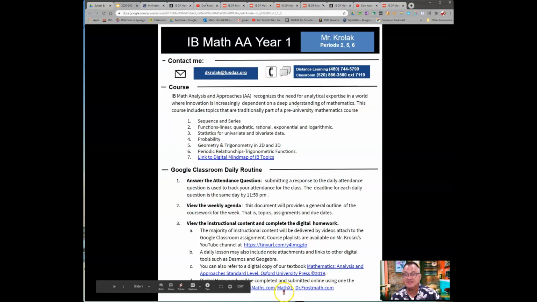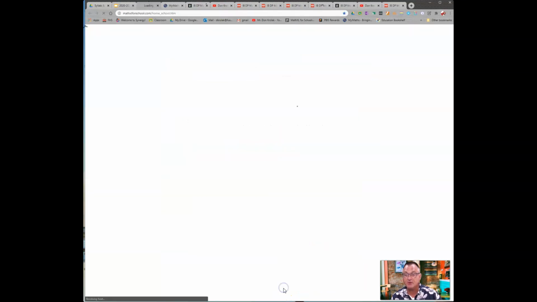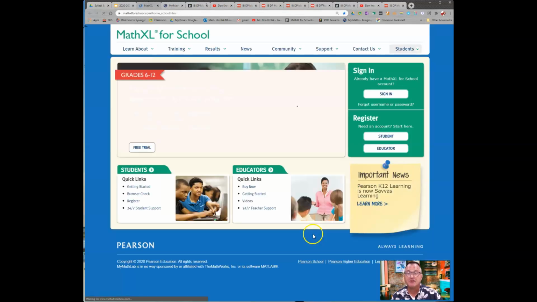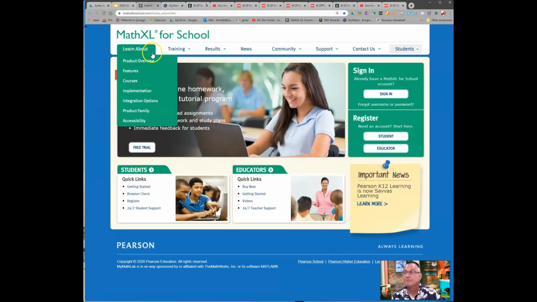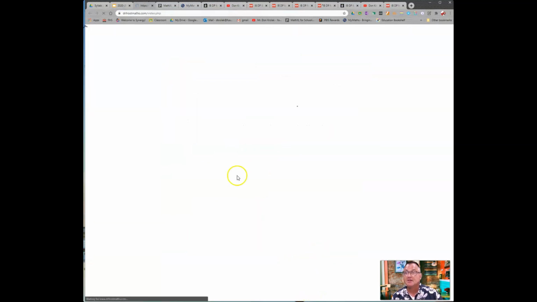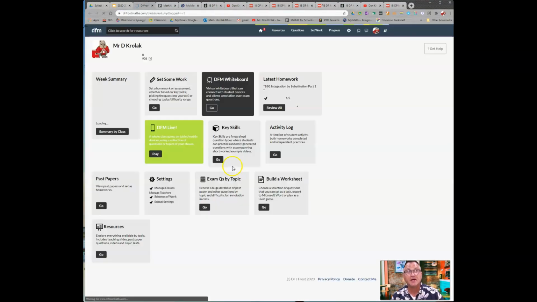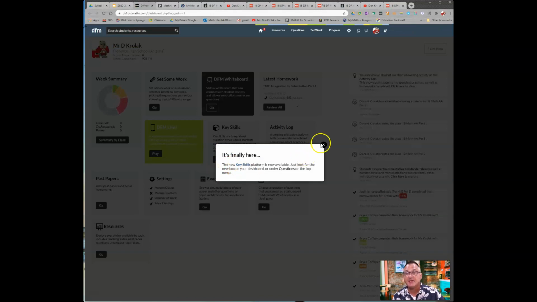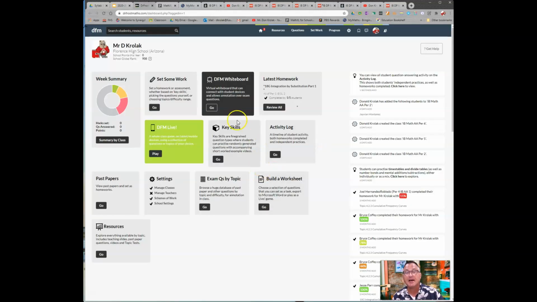Math Excel, which most of you are familiar with. You're going to set up your account for Math Excel today. And then a third site that we use occasionally is called drfrostmath.com. And it's sort of like Khan Academy, but for IB type curriculums.